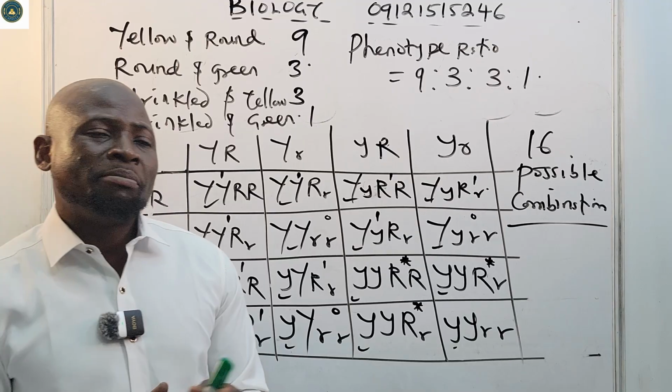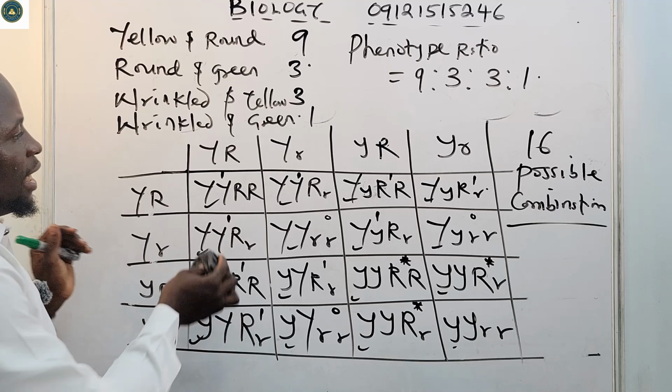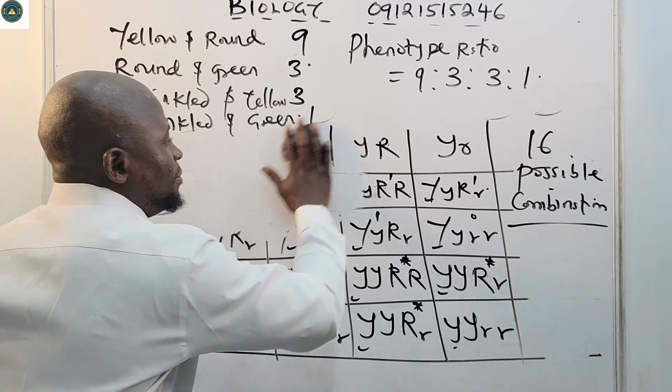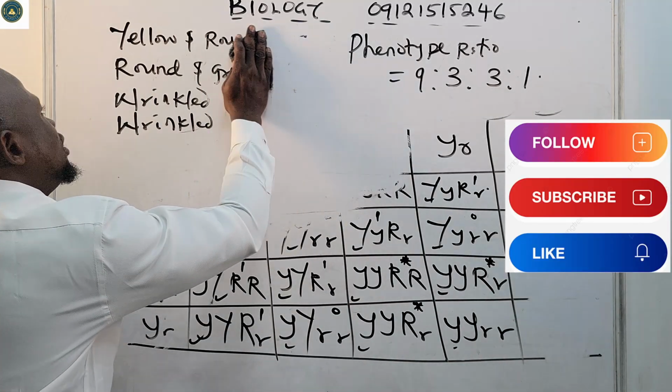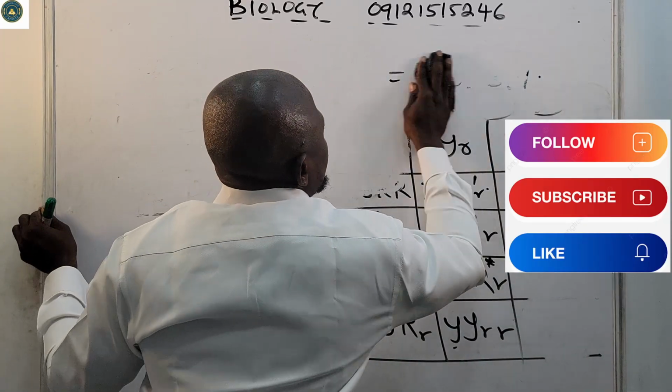Now, there are some amendments to Mendel's law. Let's quickly see some of these amendments. There are some terms we have to get used to here. Number one is incomplete dominance.